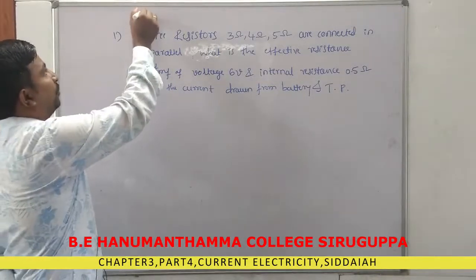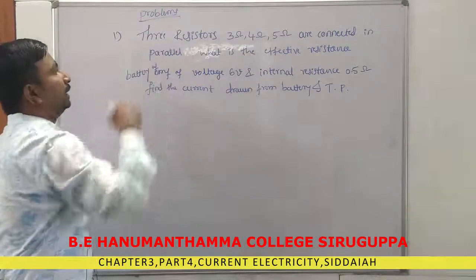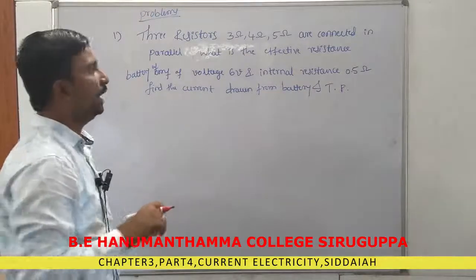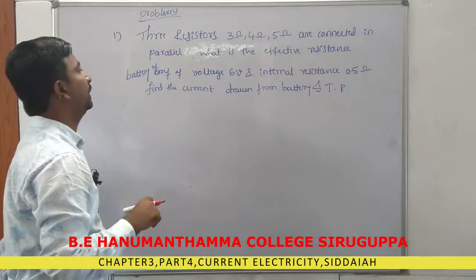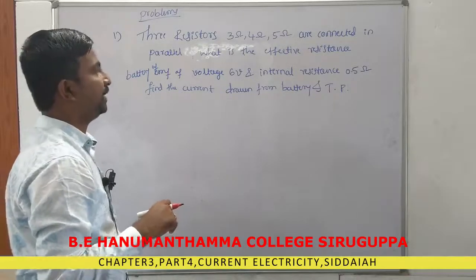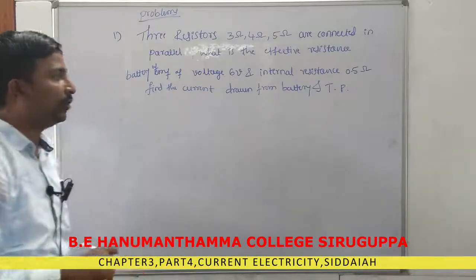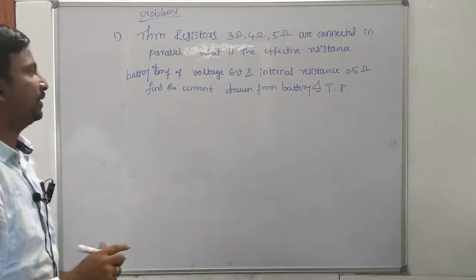Today we'll discuss problems. First problem: three resistors of 3 ohm, 4 ohm and 5 ohm are connected in parallel. What is the effective resistance? Then the battery of EMF 6 volt and internal resistance 0.5 ohm. Find the current drawn from the battery and the terminal potential difference of the cell.